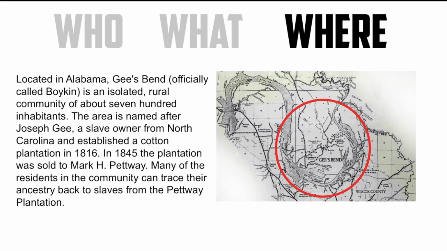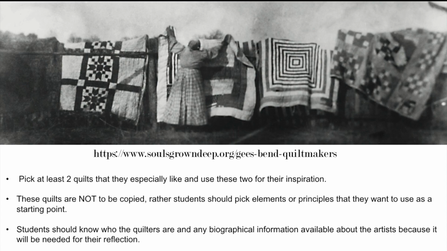And the where, just so you understand how isolated they really were. So, located in Alabama, Gee's Bend, which is officially called Boynton, it's an isolated rural community of about 700 inhabitants. And the area is named after Joseph Gee. He was a slave owner from North Carolina, and he established a cotton plantation in 1816. Then in 1845, the plantation was sold to Mark H. Petway, and many of the residents in the community can actually trace their ancestry back to the slaves from the Petway plantation. And so that has such a sad, horrible start to think that all that slavery is what started this whole area. But the quilts have evolved into this beautiful, amazing tradition, unlike anything else.